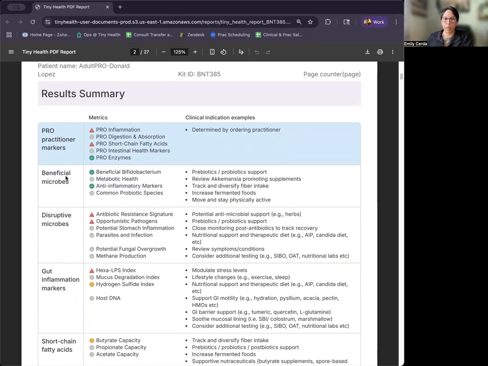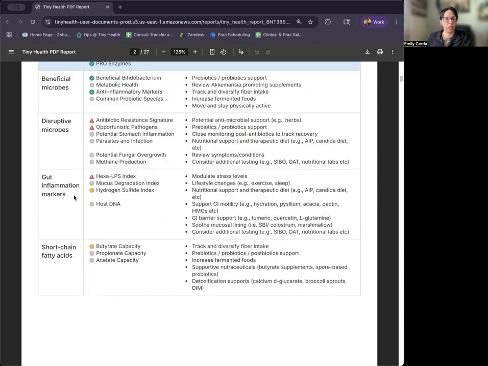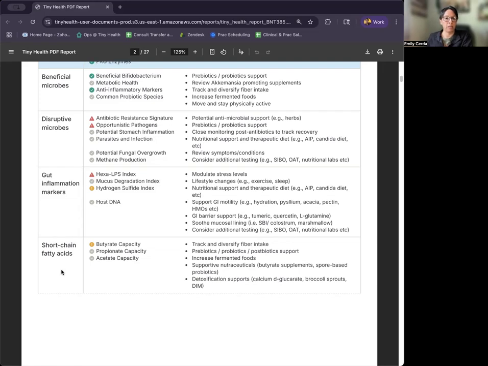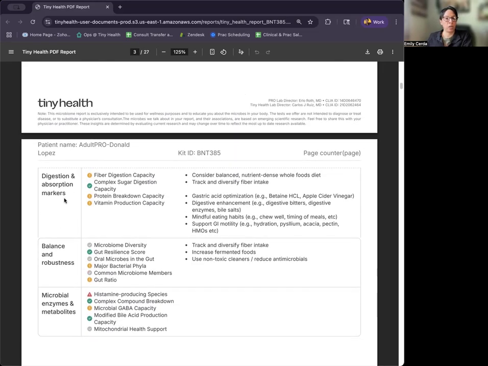We're also looking at beneficial microbes, disruptives or pathogens, gut inflammation metrics, short chain fatty acid production. This is production capacity, so the ability for the microbiome to create these short chain fatty acids, digestion and absorption markers, balance and robustness is a zoomed out look at the environment, diversity, who is in that gut and at what balance. And then microbial enzymes and metabolites, things like histamine, GABA production capacity, beta-glucuronidase production capacity within the microbiome.